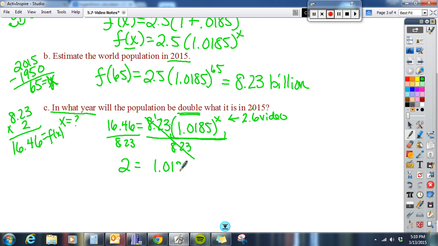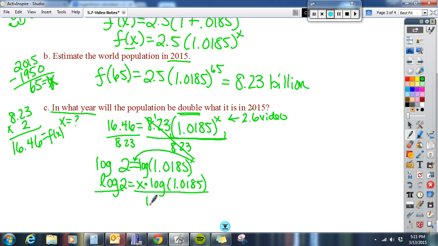And I have 1.0185 to the x, okay? And so what I need to do is use that log rule, but to do that I have to add log to both sides. So I can add log to both sides. When I do that, this x becomes a coefficient. So I have log of 2 equals x now, because this comes down, times the log of 1.0185. Okay, and so again we're trying to solve for x, so we're going to divide by this log of 1.0185.